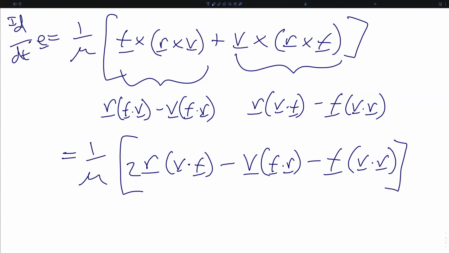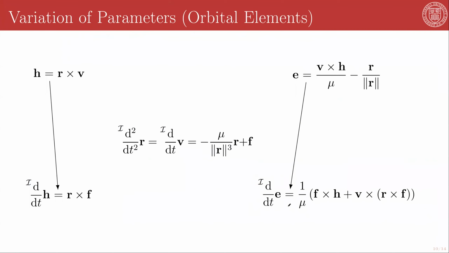That is, the derivative of the eccentricity vector is 1 over mu times the quantity 2 v dot F in the r direction minus F dot r in the v direction minus v dot r in the F direction. We can also apply various geometric relationships for r and v, but honestly, this is not hugely illuminating. And most of the time, you will see the derivative of e given in just this form.